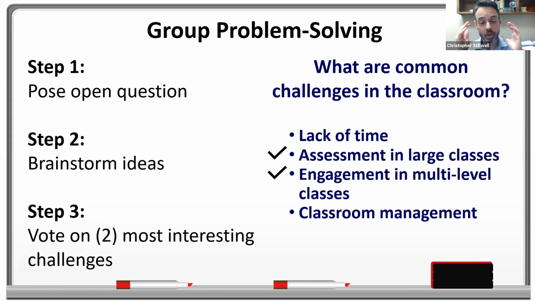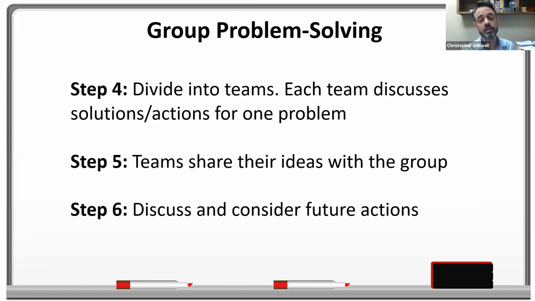Now, as we go forward, we've brainstormed a list of possibilities for our topic. All of these ideas came from the teachers who are in the room, so we know they're ready to talk about it. So what's the next step? The next step, of course, is to divide into teams. If we chose 2 most interesting problems, then let's make 2 teams. Each team will discuss solutions and actions for one of those problems. They'll work on it for a little while. Maybe we'll give them a particular time limit of 10 minutes or something like that.